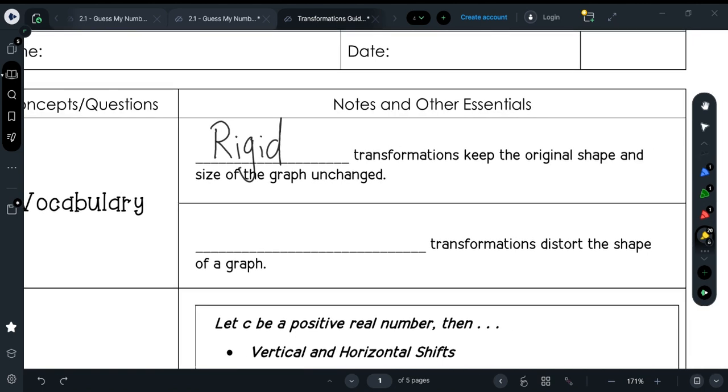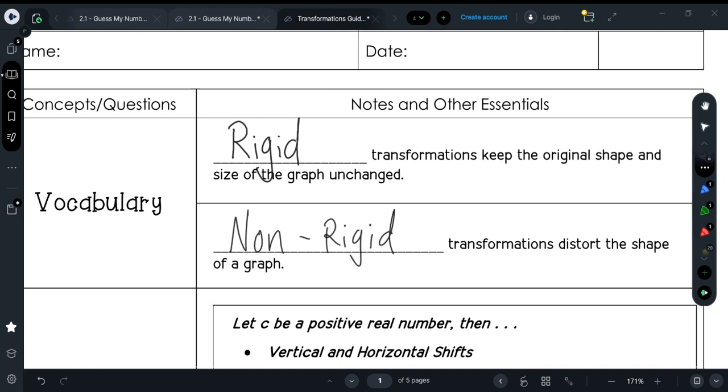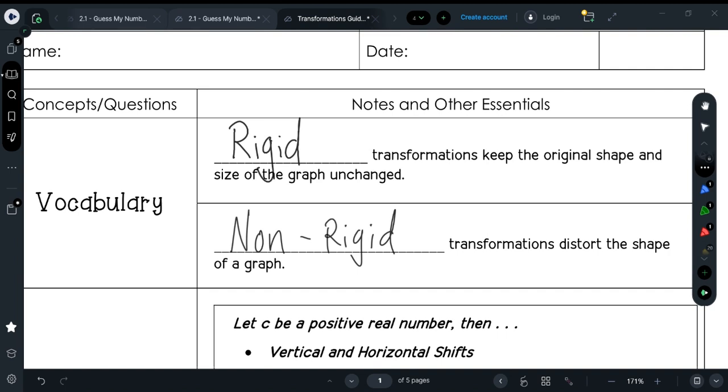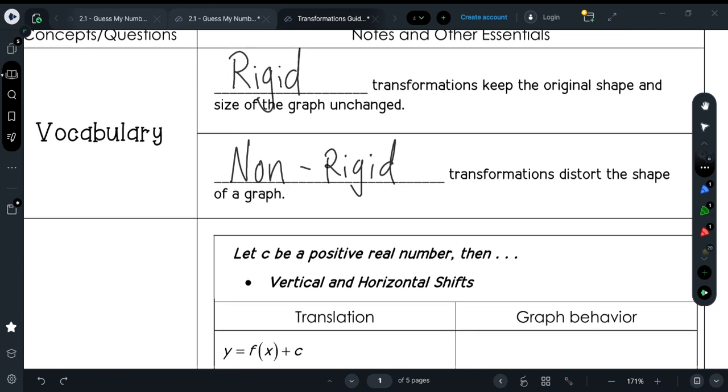Now, the other type of transformation is non-rigid. Non-rigid transformations distort the shape of the graph. So it could stretch it out, or it could squish it. The graph could get skinnier or could get wider from left to right. Those are non-rigid transformations. These ones here, we'll talk about these in our notes, but you're not really going to see them in our assignments nor on our test. So just to let you know.